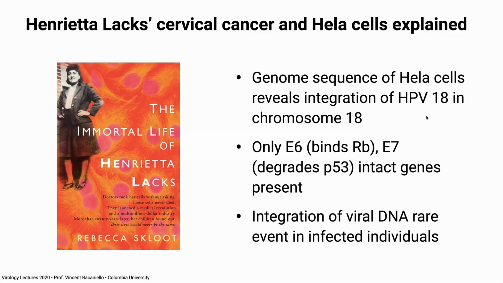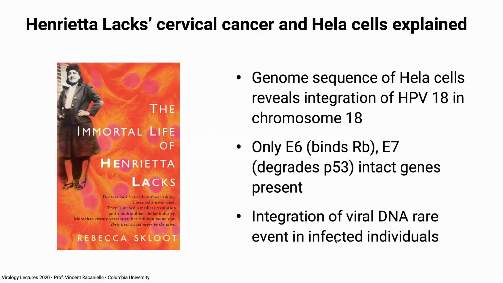And something rare happened in her case. The DNA integrated, and only E6 and E7 genes are left. There are pieces of some other viral genes you can see in the HeLa genome, but these are intact. E6 is the protein that binds RB, and E7 degrades P53. And that's why she developed a tumor, because the DNA aberrantly integrated. This integration is quite rare in infected individuals. So everyone who's infected with a papillomavirus is not going to have DNA integration, but occasionally it happens.